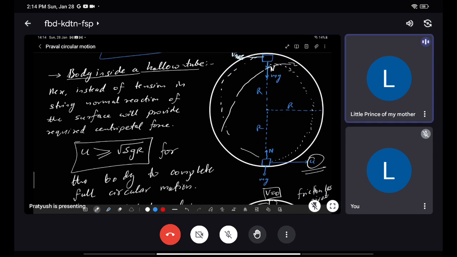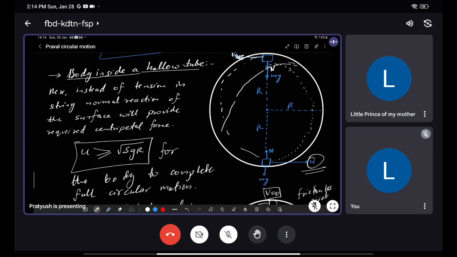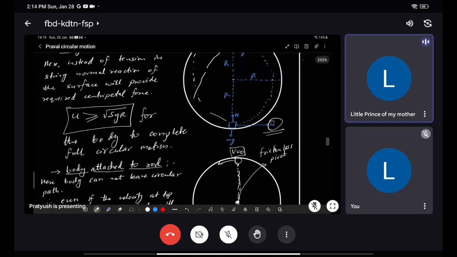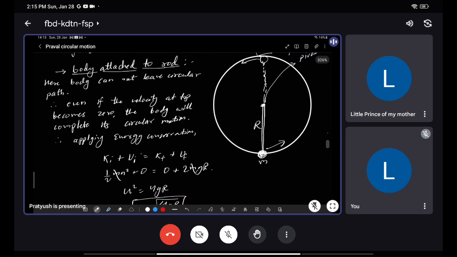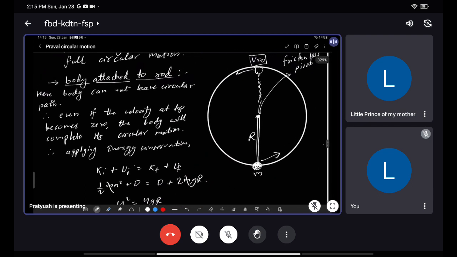So you can say centripetal force is due to the normal reaction between the surface of the tube and the block. Next is body attached to a rod. Instead of a string, the body is attached to a rod.